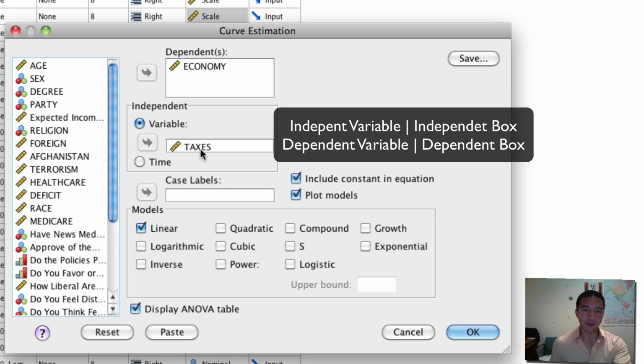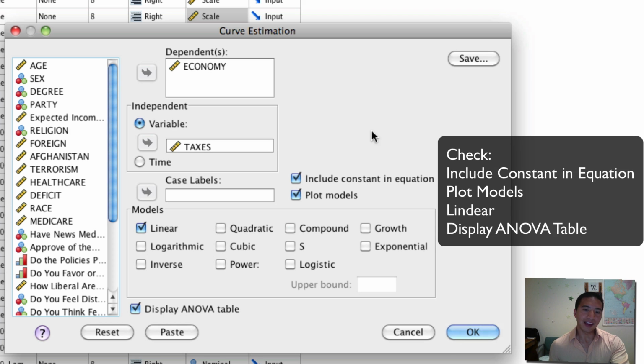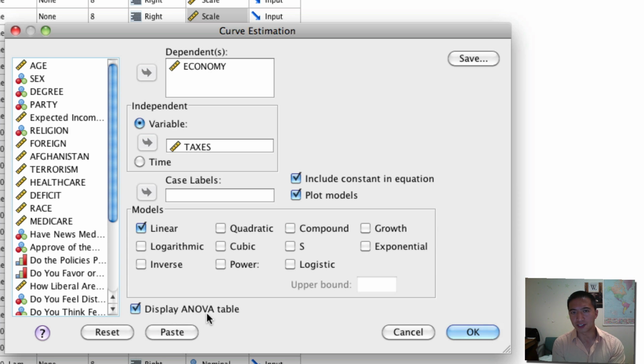Your independent variable goes in the independent box, your dependent variable goes into the dependent box. Make sure that you select constant for the equation, plot models, linear, and you can also click on Display ANOVA table. The ANOVA table will help us explain the sources of variation in the data. This is more useful for multiple regression, but just make a habit out of selecting it from now on, and click OK.